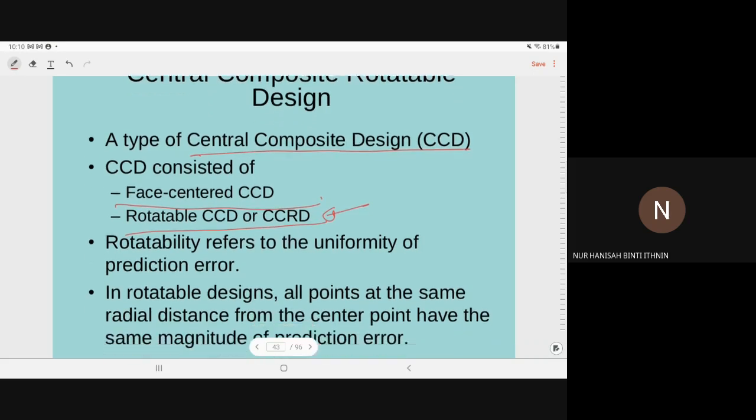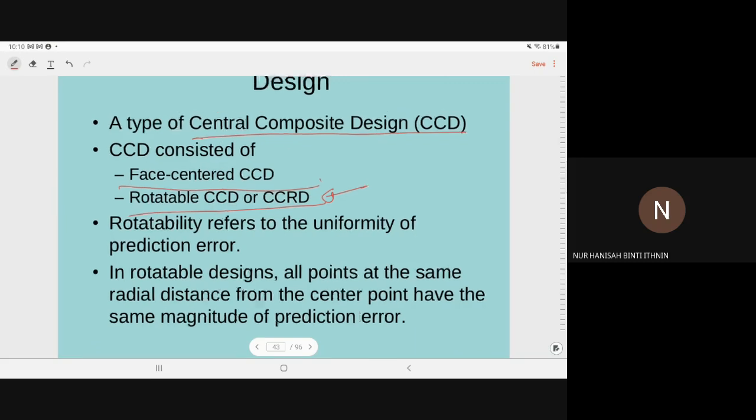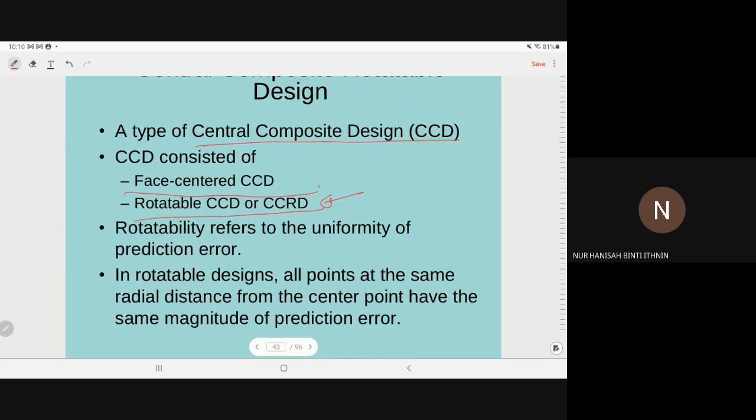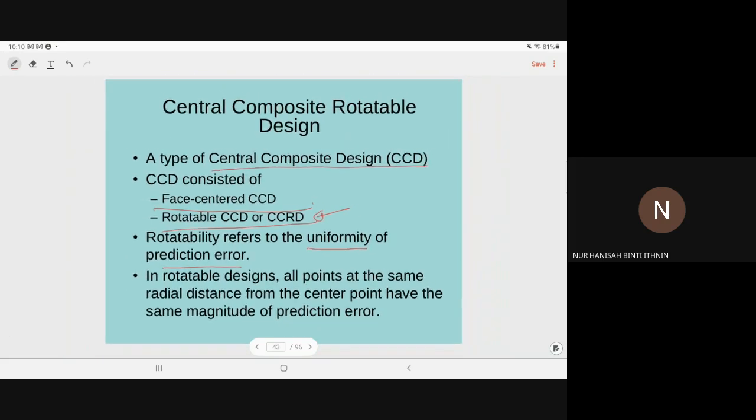When we talk about rotatability, it refers to the uniformity of prediction error. Meaning that we want this because this design of experiment is commonly used for optimization. Response surface methodology, for example, uses a lot of this kind of design of experiment, that is the CCRD.